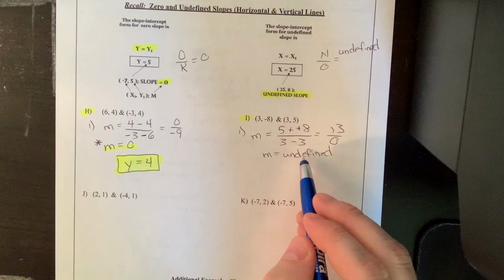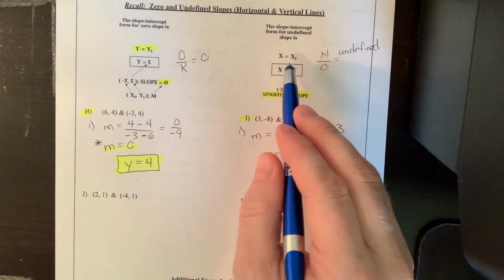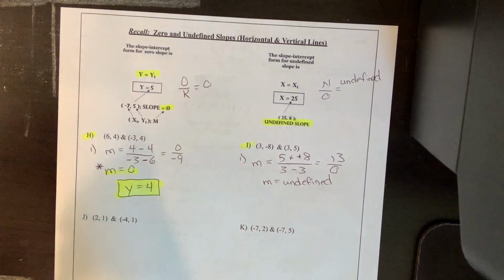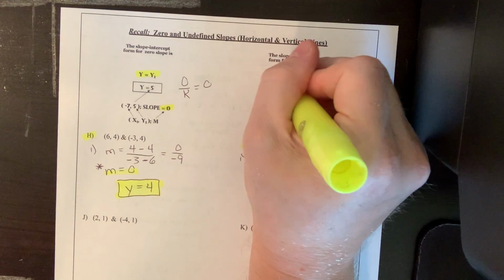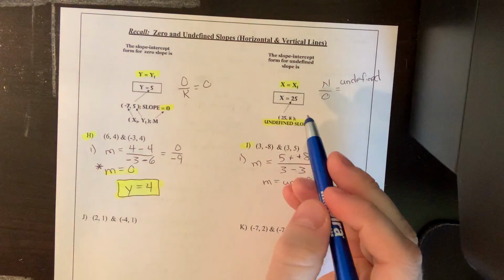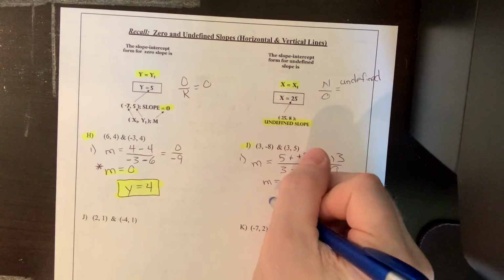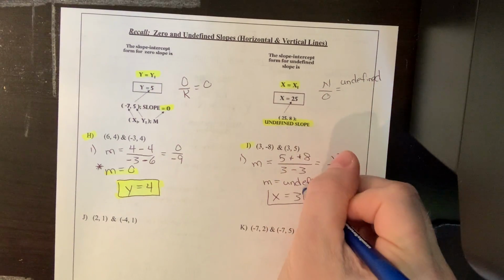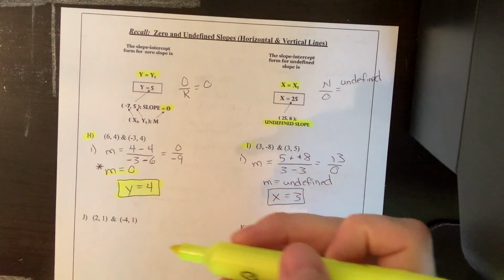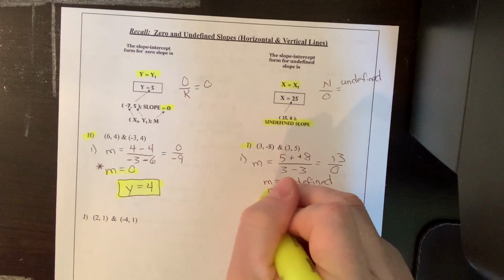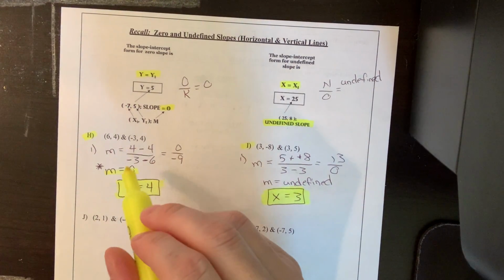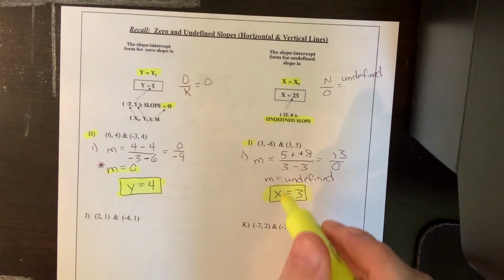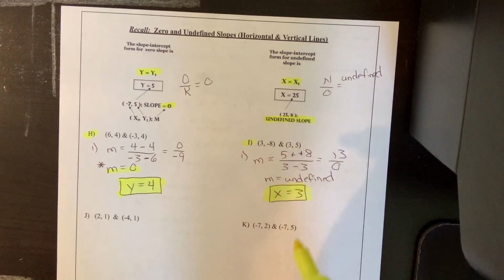So once you establish that the slope is undefined, you go up here. Anytime you have an undefined slope, your equation is just going to look like this. X equals whatever the x coordinate is. In this case, it's 3. And it doesn't matter which point you pick because they both have an x coordinate of 3. So that is your equation. So these are special cases where either y is going to be equal to a number or x is going to be equal to a number. You're not going to have y and x in the same equation with these special cases.